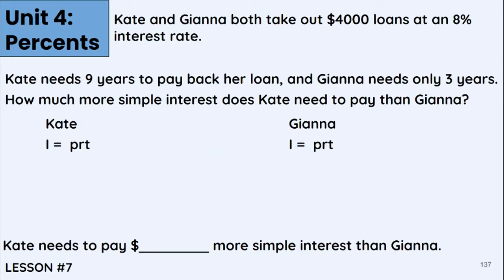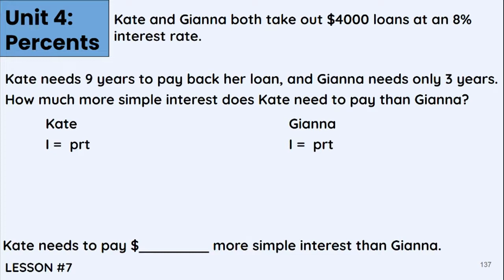Kate and Gianna both take out $4,000 loans at an 8% interest rate. Kate needs 9 years to pay back the loan, and Gianna needs only 3 years. How much more simple interest does Kate need to pay than Gianna? All right, so we are given the principal is $4,000 for both girls. We are given that the rate is 8% for both girls. But Kate needs 9 years and Gianna only needs 3 years.